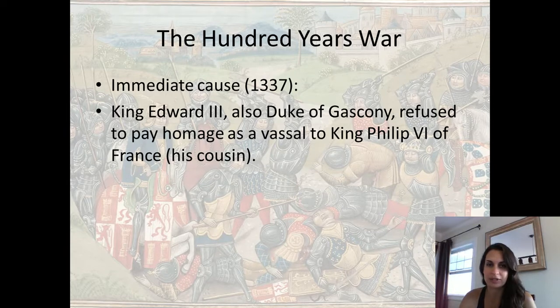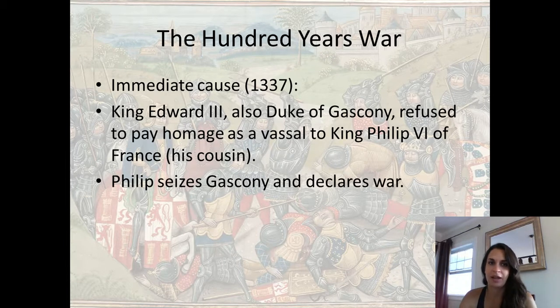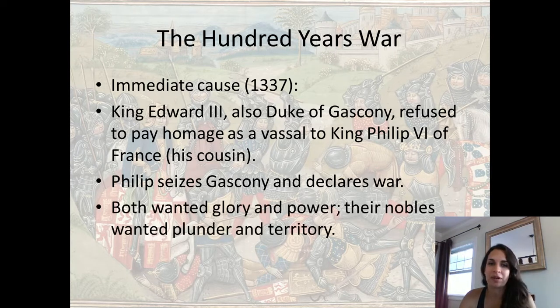So he refuses to pay homage or to pledge loyalty to his cousin, the King of France. And so his cousin does not take that lightly. He is insulted. And he says, fine, if you're not going to bend the knee, then I will take Gascony away from you. So he seizes the territory, in which he, of course, has the advantage there, since Gascony is technically in France, and he declares war. So that's how it all started.